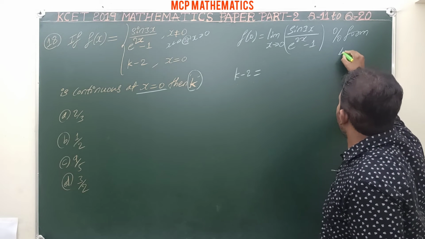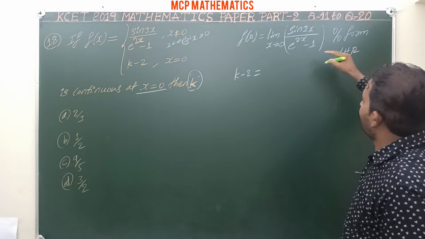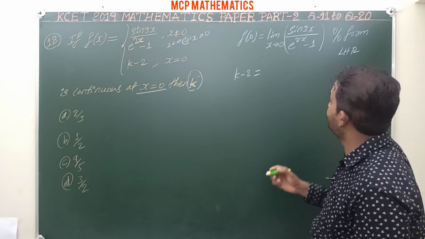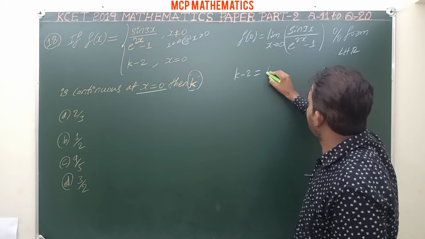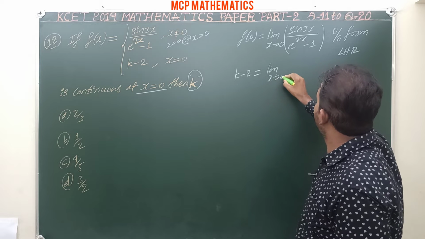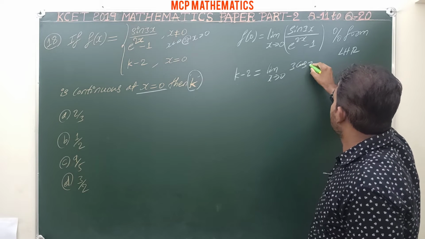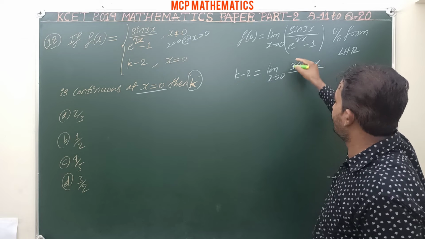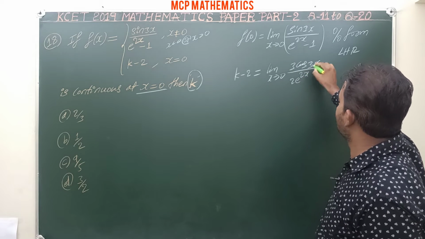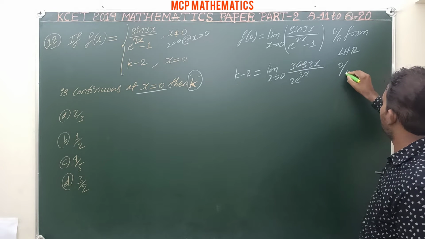So using L'Hospital's rule, we have to find out the limit of this function on the right hand side. Differentiate the numerator with respect to x: 3 cos 3x. Again differentiate the denominator with respect to x: 2 e power 2x. Minus 1 becomes 0. Here the 0 by 0 form is gone.